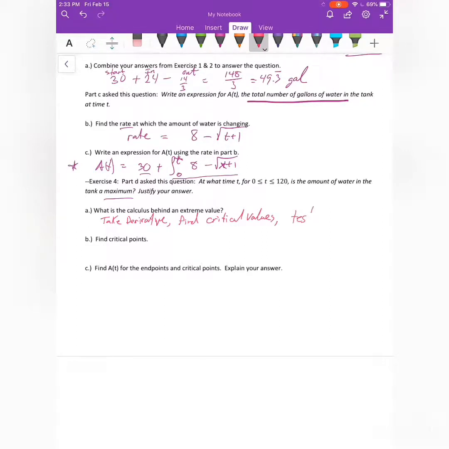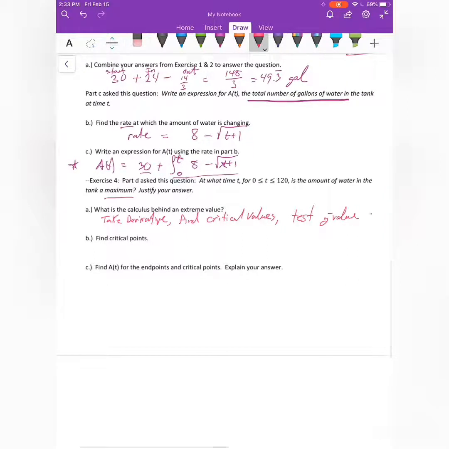So we need to test the y values at each one of those critical points, and I have to add in here, endpoints. When you do absolutes, you need to remember to test endpoints. That's what a lot of people forget. So critical values, that's part B here. Critical values, in order to find them, we need to take the derivative.